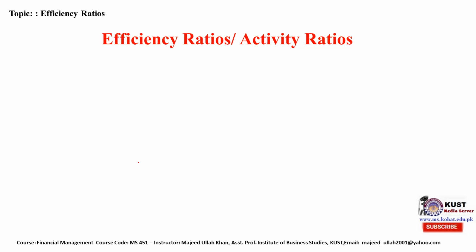Efficiency ratio is our activity ratio. Efficiency ratios are also called activity ratios as well. These two terms are used interchangeably. If you are asked to calculate activity ratios or you are asked to calculate efficiency ratios, it means one and the same thing.